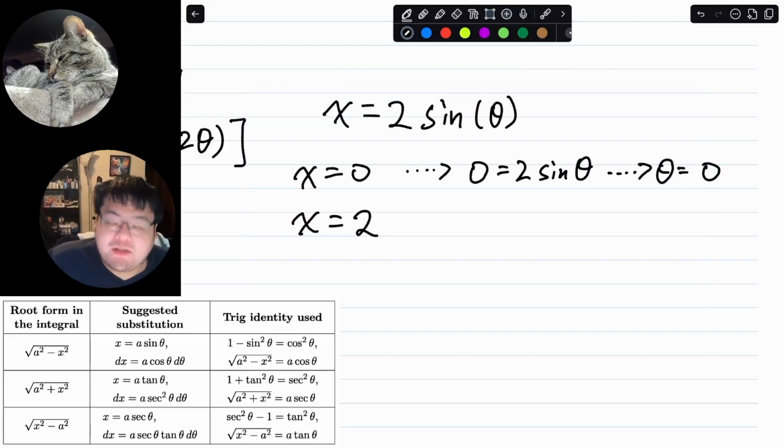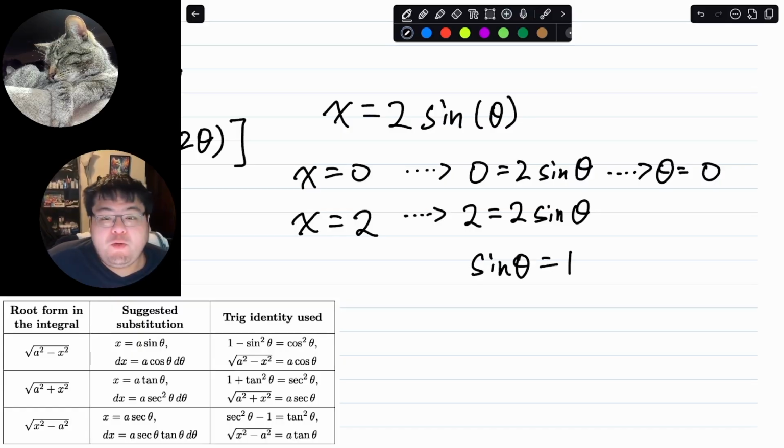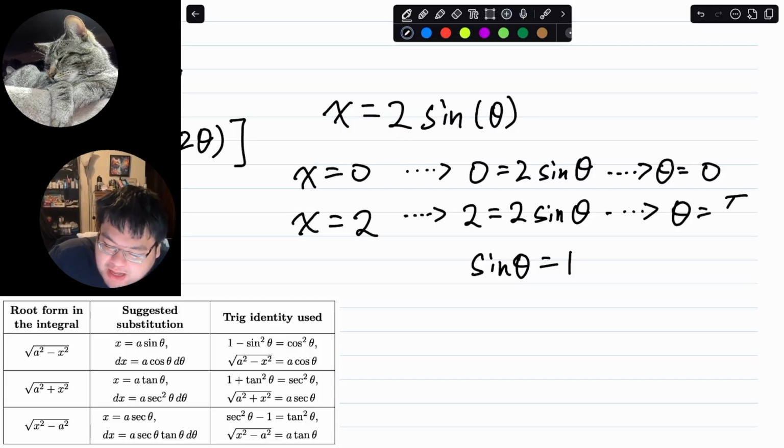How about the other one? So again, we plug in x equals 2. So we have 2 equals 2 sine theta. Okay, so that means sine theta will be 1. When does sine theta become 1? When theta equals pi over 2.